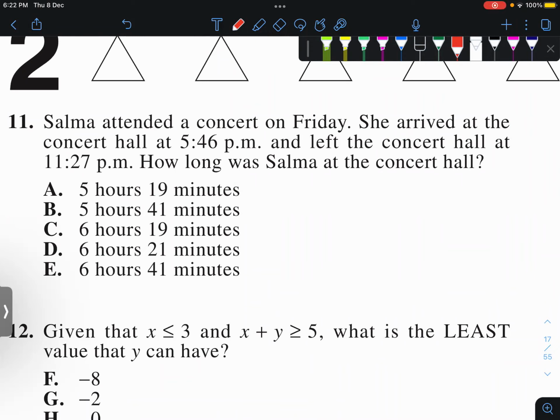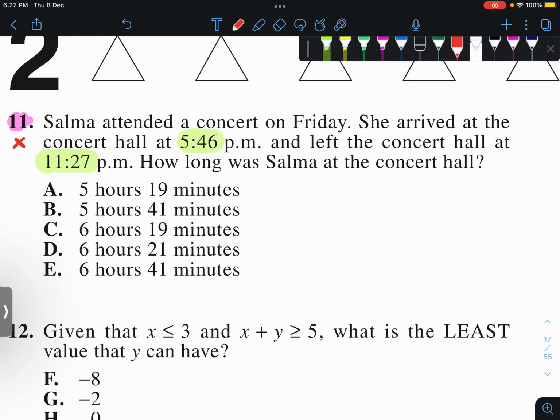11:27 p.m. How long was Selma at the concert hall? Yes, what's the answer? Question 11. Okay, if that D comes like this, yeah. The answer is D. Yes. No, the answer is not D.